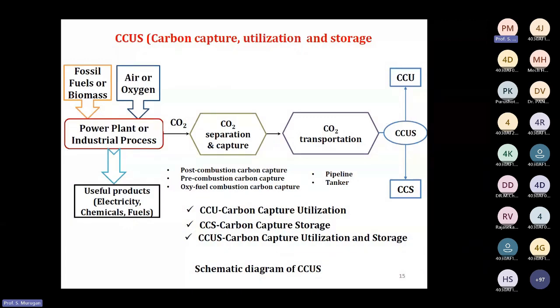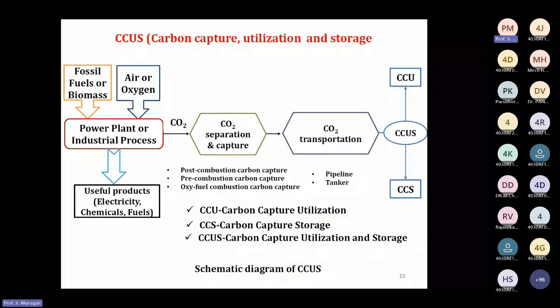Actually, if you take a power plant, it may be a coal-fired power plant or diesel power plant, or of course any other natural gas power plant, whatever it may be. We are supplying air or oxygen, fuel, that may be fossil fuel or biomass. So air fuel mixture is burnt in a power plant, that may give different products, mainly primarily electricity. In addition to that, in industrial process, you may get chemicals or fuels. And the main pollutant which comes out of this power plant or industrial process is that CO2.